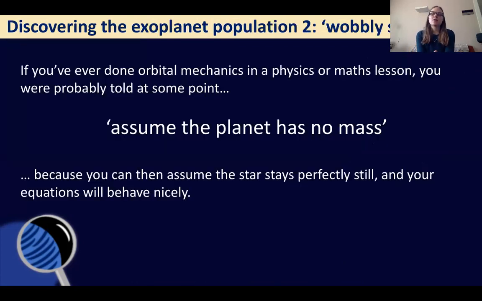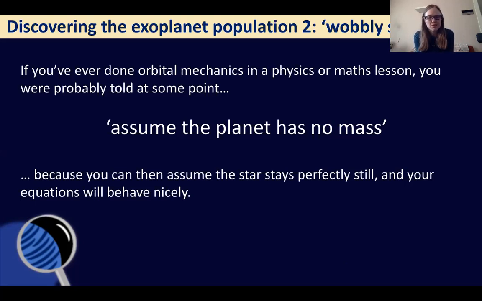The other method, and this is the method for which two astronomers called Didier Queloz and Michel Mayor were awarded the Nobel Prize last year, is what we call the radial velocity method. And it relies on the fact that something that you were told probably in your physics or maths lesson at school is actually a lie. So most of the time, when you're doing a physics or maths problem at school, and you're doing something to do with orbits, so you have either a spacecraft orbiting the Earth or a planet like the Earth orbiting the Sun, you're told to assume that the smaller thing in that equation doesn't have any mass. It's what you call a test mass.